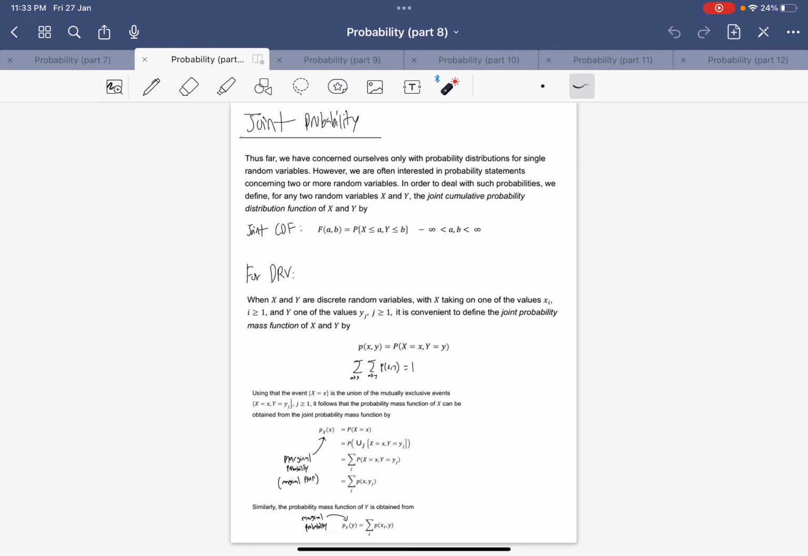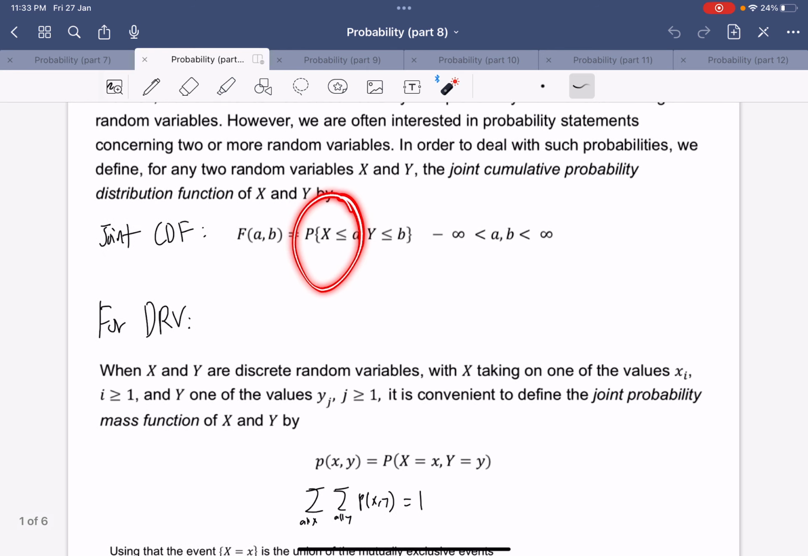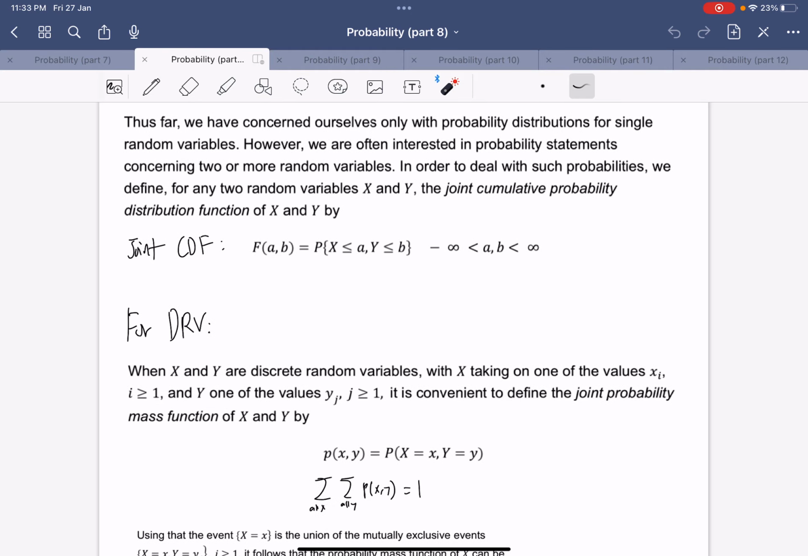What we would like to define is known as the joint cumulative probability distribution. That is really saying: what is the probability that X is less than or equal to a and Y is less than or equal to b? And so this is the definition of a joint CDF.